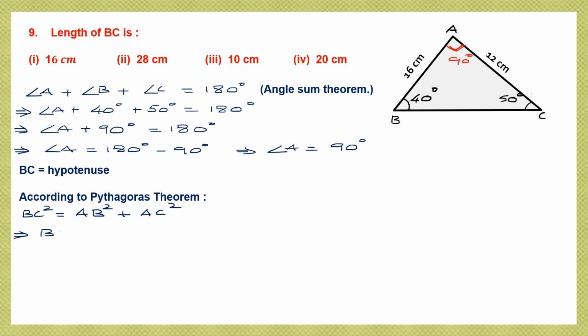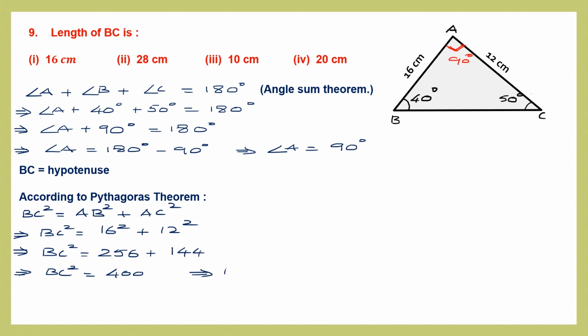BC is what we are going to find out. So BC square is equal to AB is 16, 16 square, plus AC is 12, 12 square. So now let's find BC square. BC square is equal to 16 square, which is 256, plus 12 square is 144. So BC square is equal to, you add up 256 and 144 and you get 400. So BC square is 400.